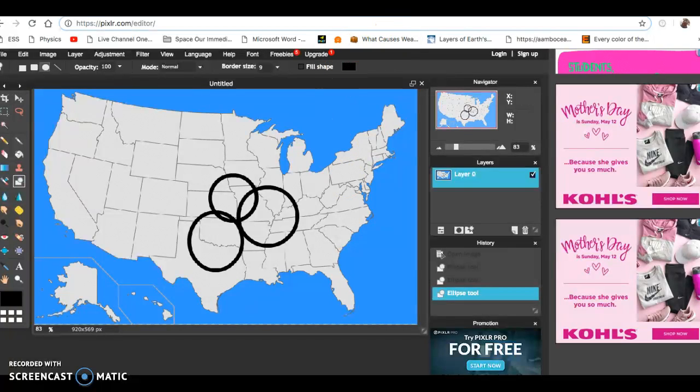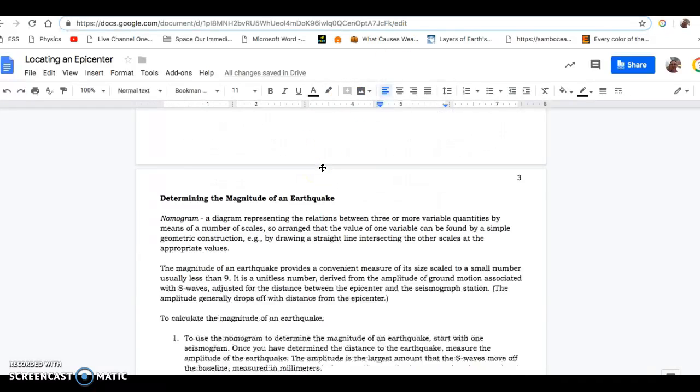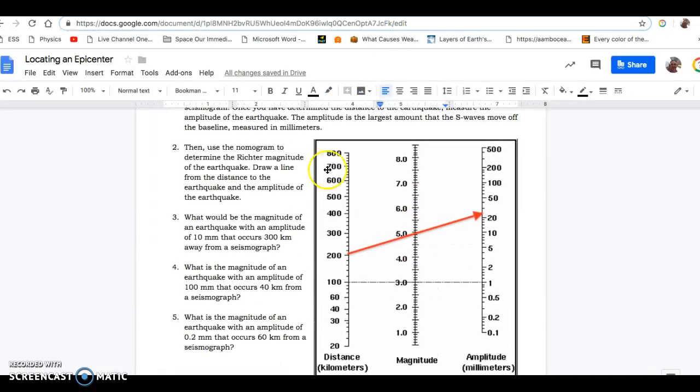One more thing, it's also possible to use a device like this and one seismogram to figure out how big the earthquake must have been. So if you know how far away an earthquake happened, and you know the size of the squiggle, this is the amplitude in millimeters, if you know the size of the biggest squiggle on the seismogram, and you kind of connect those dots, you can see that this earthquake here must have been a 5.0 on the Richter scale. I hope that's not confusing.